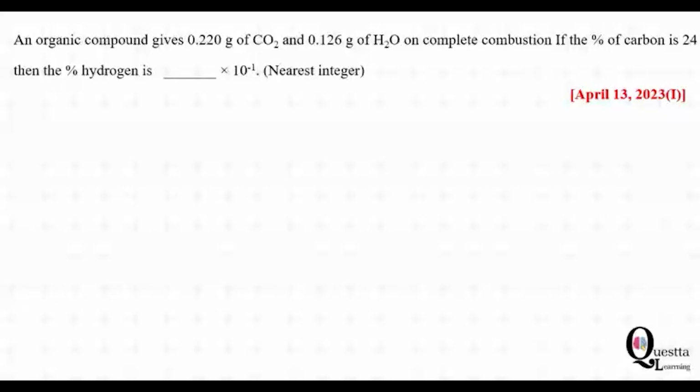Hello everyone, so today's question is from the JEE Mains first shift which is held on April 13, 2023. So let us read the question.